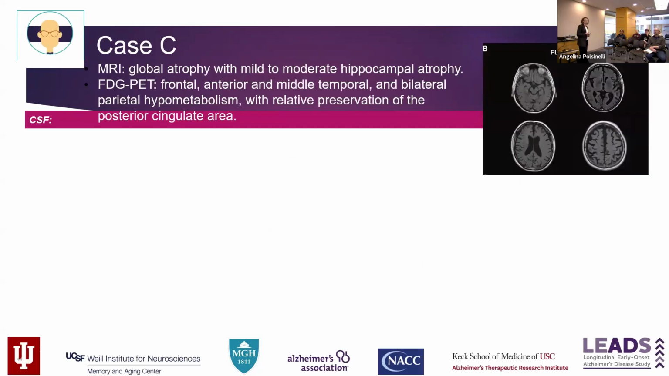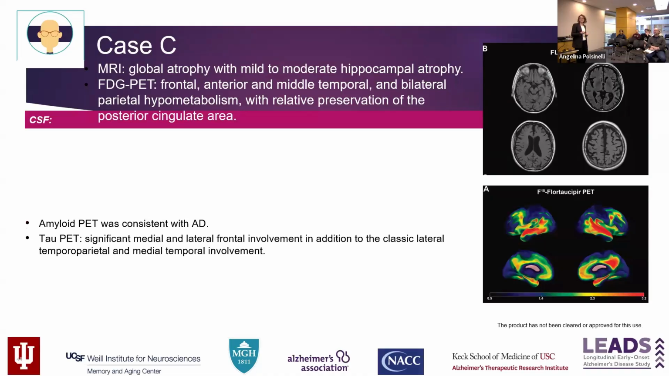So his MRI showed global atrophy. At this point, mild to moderate hippocampal atrophy, and FDG PET, so looking at hypometabolism, showed frontal, anterior, middle temporal, and bilateral parietal hypometabolism as well. Interestingly, relative preservation of the posterior cingulate, probably because the posterior region hadn't been as affected at this point.